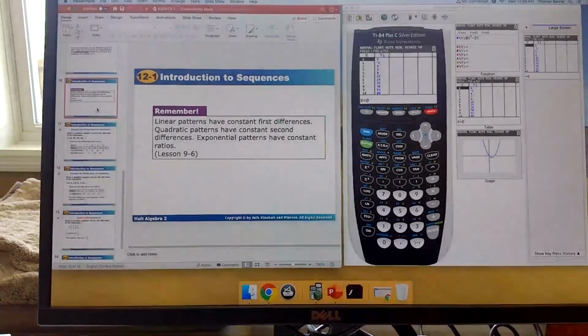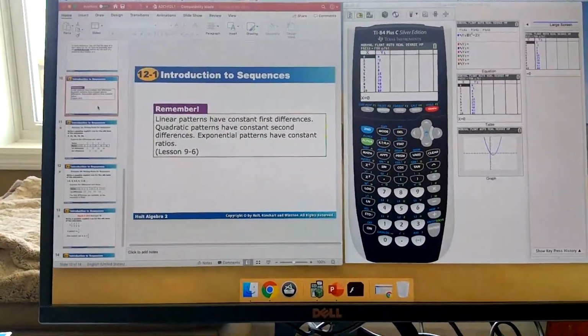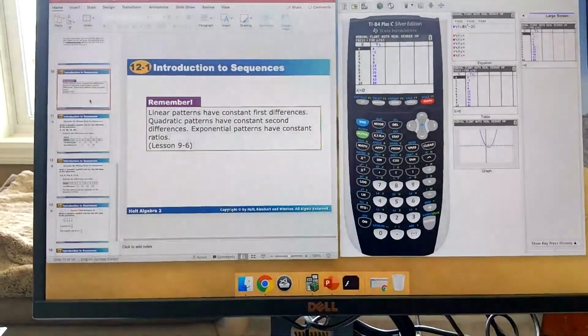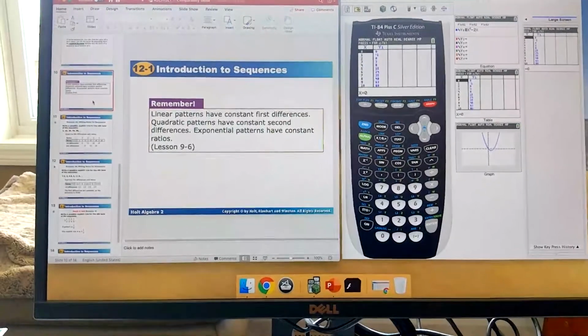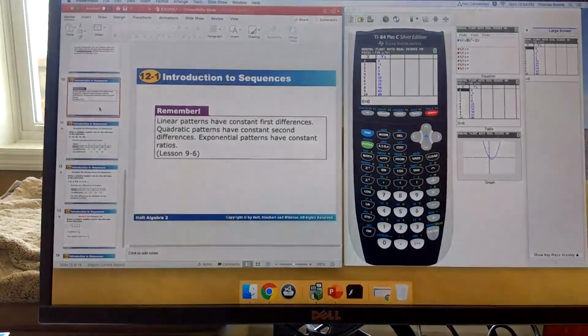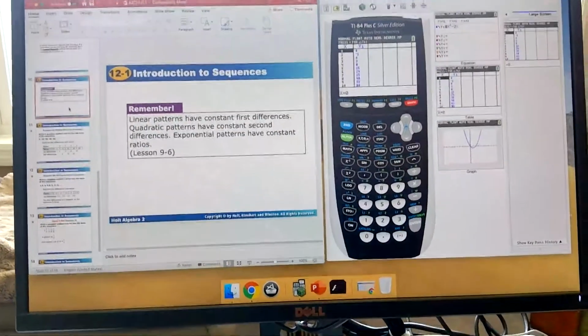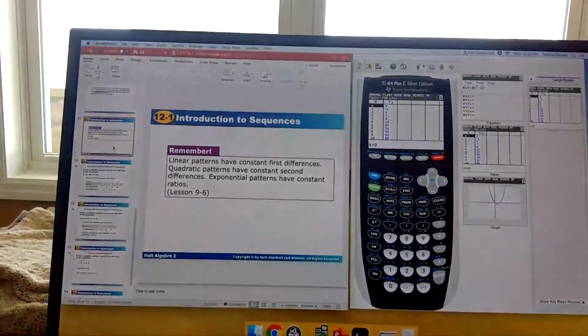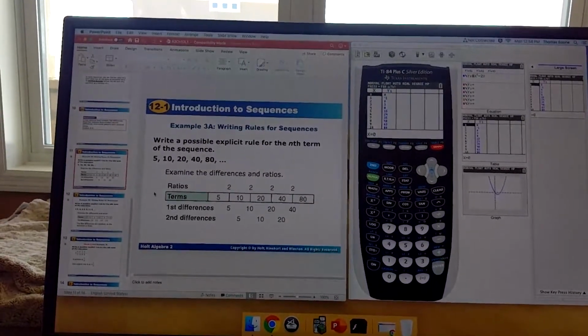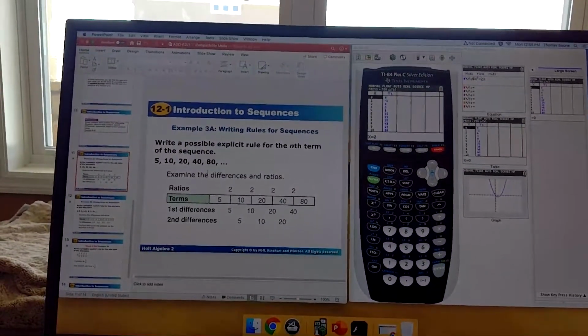Now, you have to kind of figure out, probably either going to be linear, quadratic, or exponential. Now, if it's linear, your first differences are going to be the same. The quadratics will have second differences that are the same. And exponentials, that's where you're going to multiply by the same thing. Okay, so those are going to be kind of the formulas that we're going to be looking for as we write some rules. All right, so here's one here as we take a look at 5, 10, 20, 40, 80.